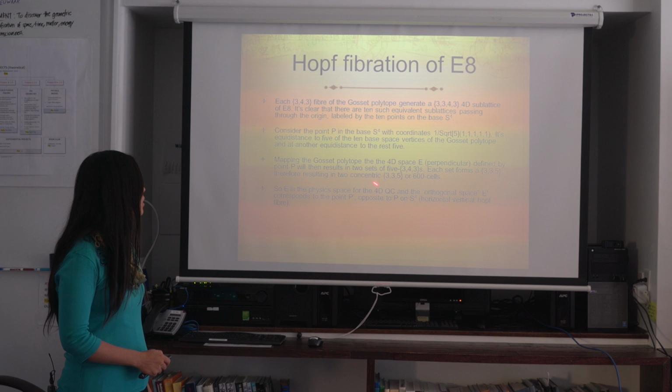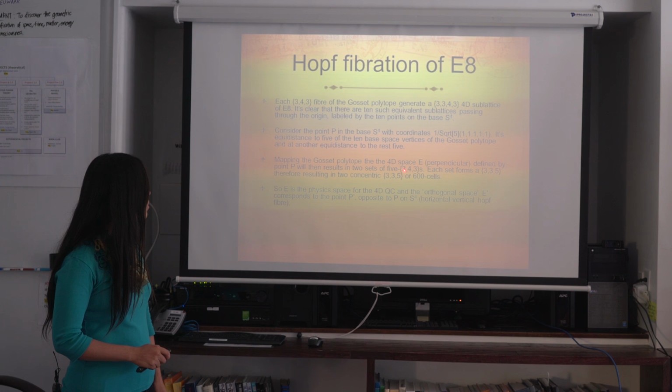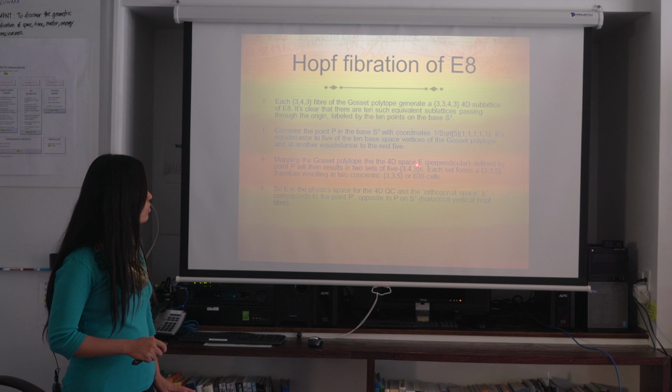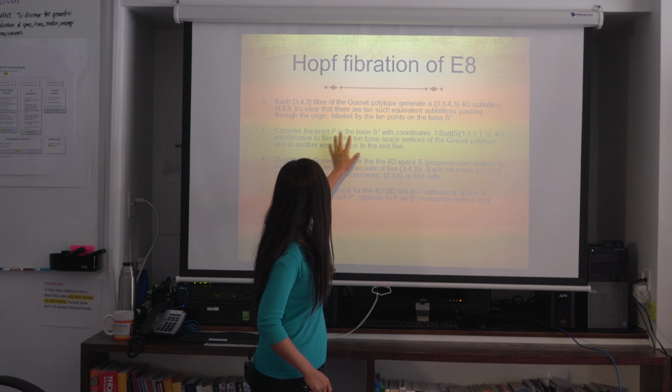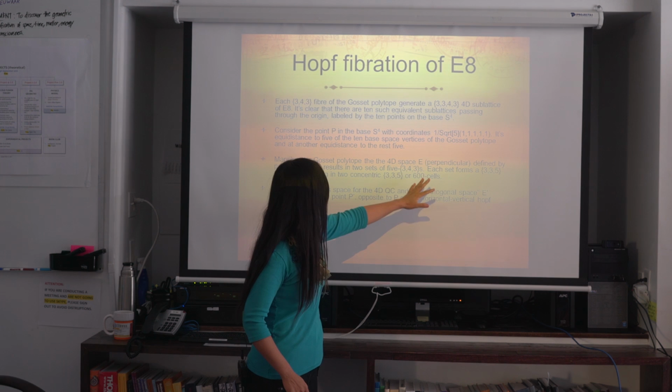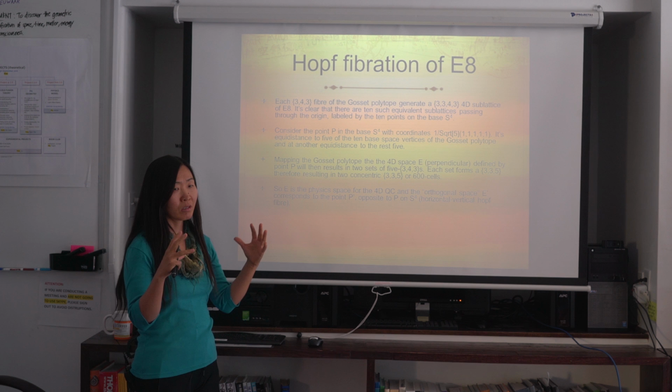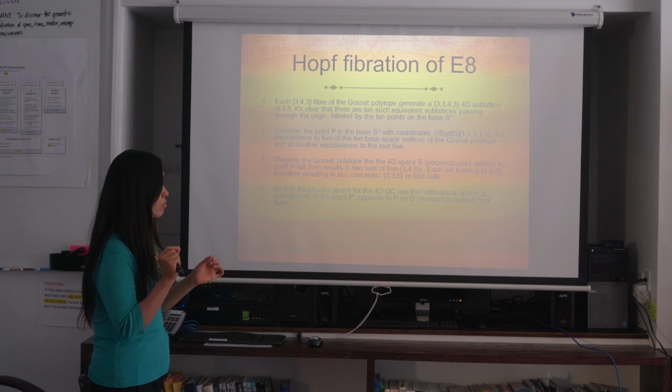Right. Okay, so mapping the Gosset polytope of the four-dimensional space E, the perpendicular space defined by point P, will then result in two sets of 24-cells. Each of them forms a 3-3-5, which is a 600-cell. So it forms our small 600-cell and big 600-cell in the Elser-Sloane quasicrystal, which are golden ratio the size of each other.